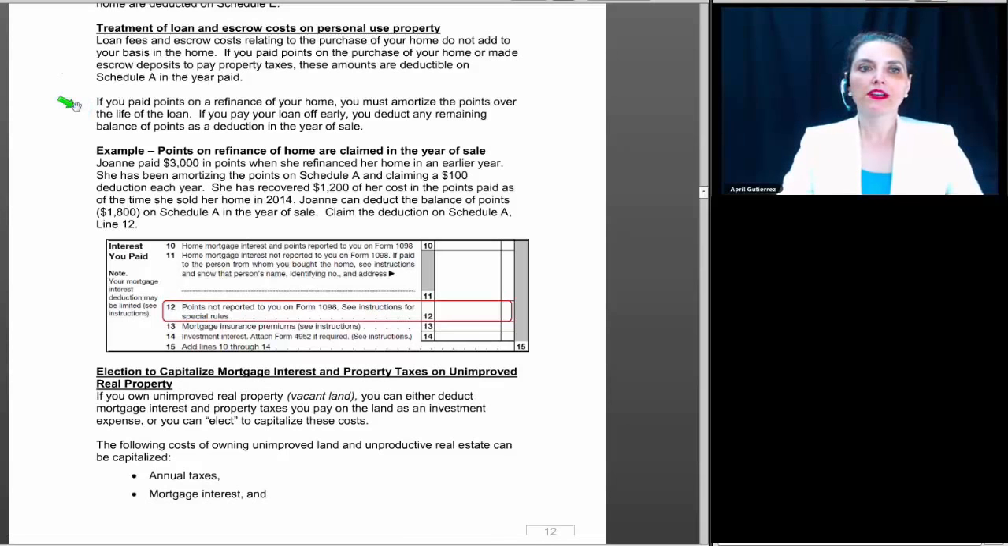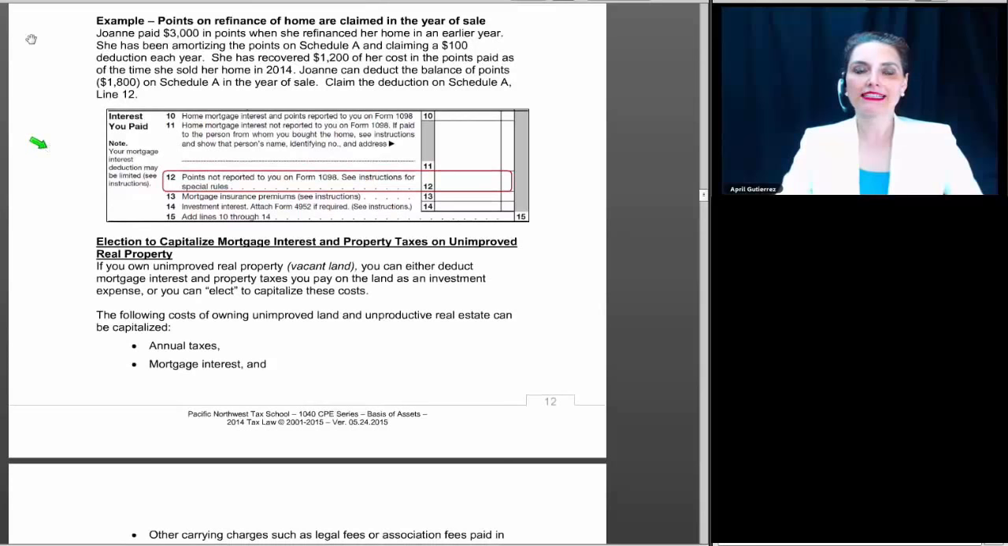If you paid points on a refinance of your home, you must amortize the points over the life of the loan. And if you pay your loan off early, you deduct any remaining balance of points as a deduction in the year of sale. So let's take a look at an example of how that would work, where points on a refinance of a home are claimed in the year that that home is sold.